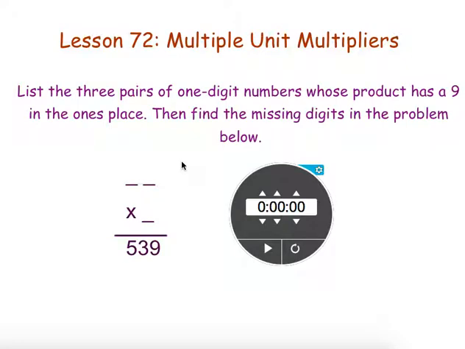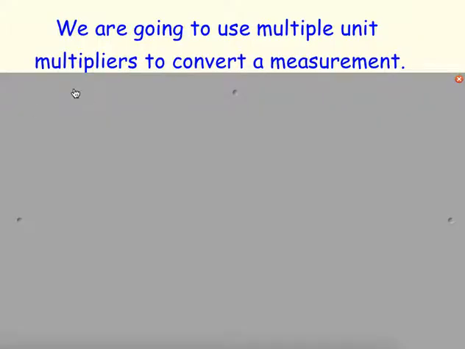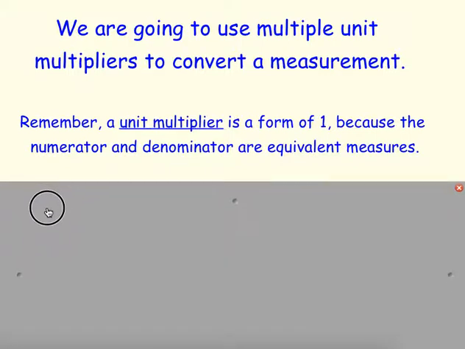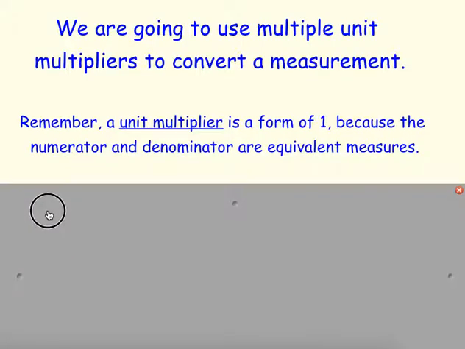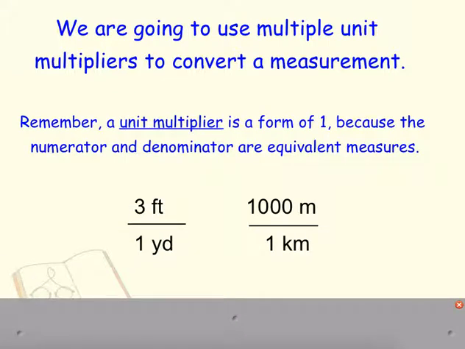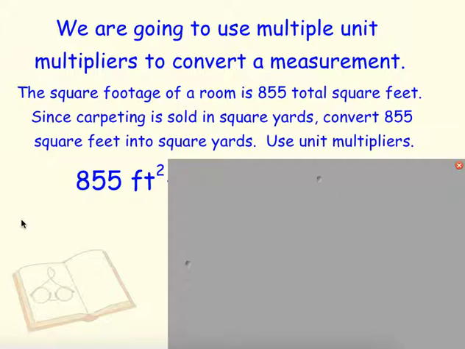Course 3, Lesson 72, we are using unit multipliers, but in this case we're using a couple of them. We are taking things that are 2, maybe 3-dimensional and changing units. Or we might be taking something like a rate and changing it more than once. So remember, when we use unit multipliers, we are really just multiplying by 1 because the numerator and denominator are equivalent measures. So examples are 3 feet to 1 yard, 1,000 meters to 1 kilometer, and we use those so that we can convert it to something new.